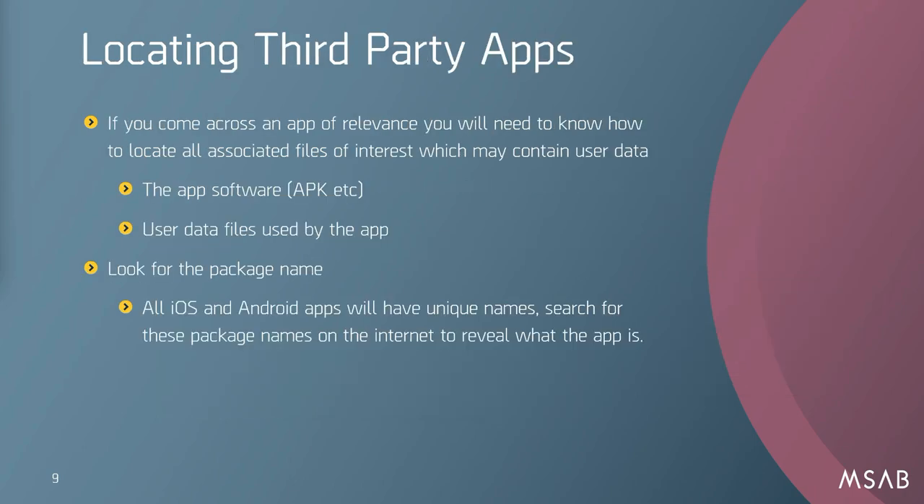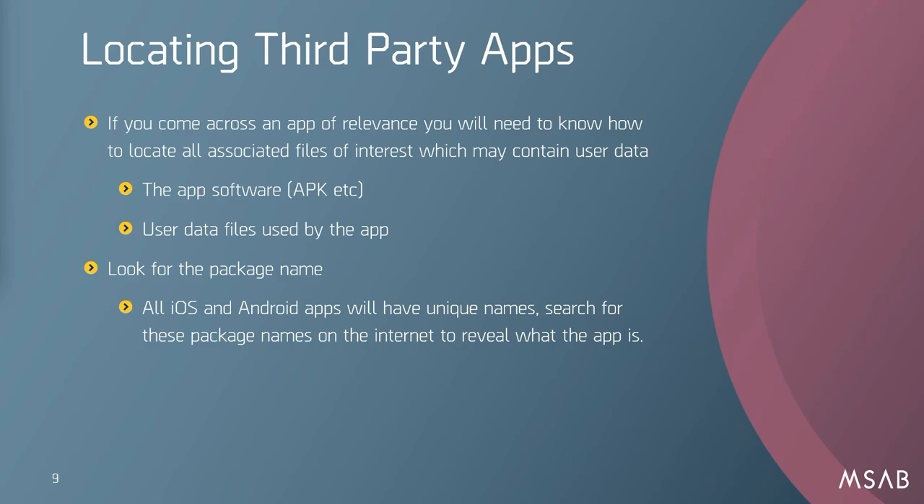So, how do we locate third-party apps? If you come across an app of relevance and you see it on a handset, you're going to need to know how to locate all of the associated files. So you're going to need to learn how to look for the app software itself, the application package. But more interestingly, you're going to want to look for the user data, the files that are used by that application. And you could, of course, start by looking for the package name. I want to look for Instagram, so that's what I'm going to do a search for.